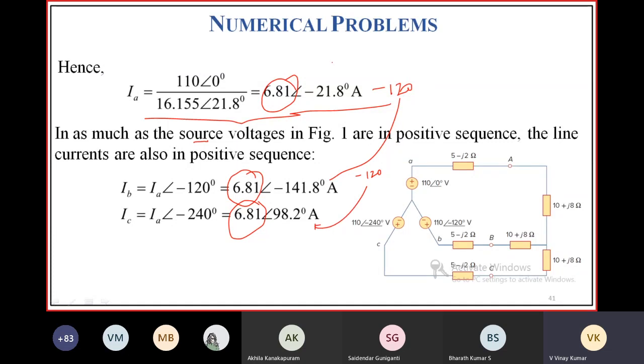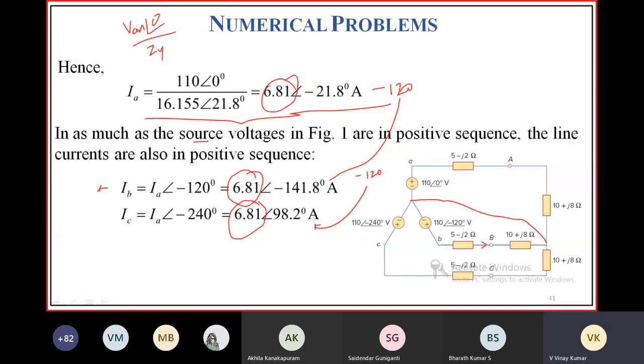Otherwise, you find this I_A. What is I_A? I_A is E_A, 110 at an angle 0 degrees, by Z_Y, right? Similarly, you can also find I_B. I_B is equal to, where is I_B? I_B means the current which is flowing through this is I_B. I_B is equal to, okay, we draw these 2 points.